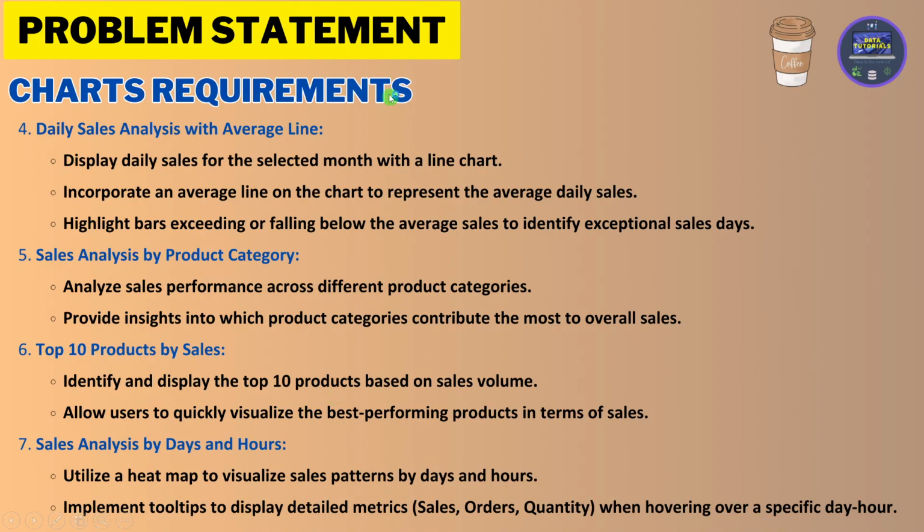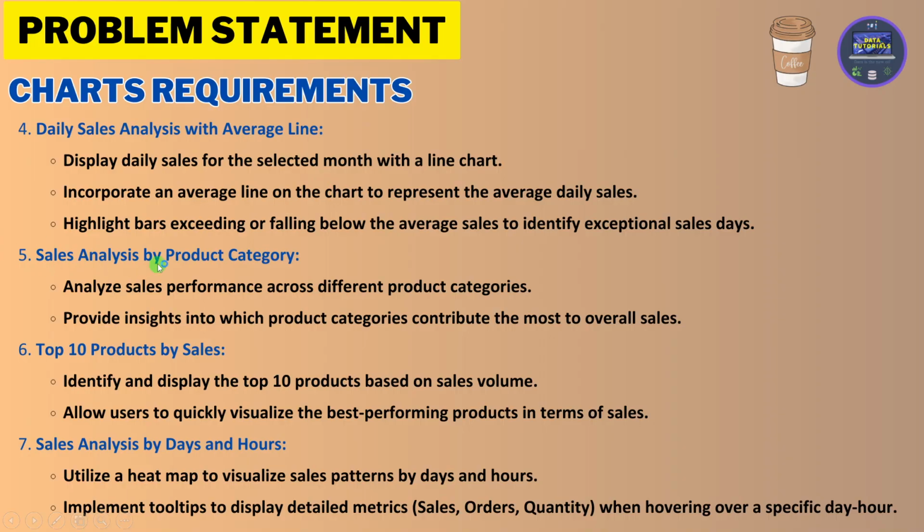Next we have daily sales analysis with an average line, right? As I told you, we have to show a column chart which will give us the daily sales. We will add an average line over there that gives us the average sales of the entire month, and whichever days are above average will be colored differently and below average will be colored differently. That is because we want to find out the pattern, like which days are exceeding and which are doing exceptionally low. Those days we have to find out, right?